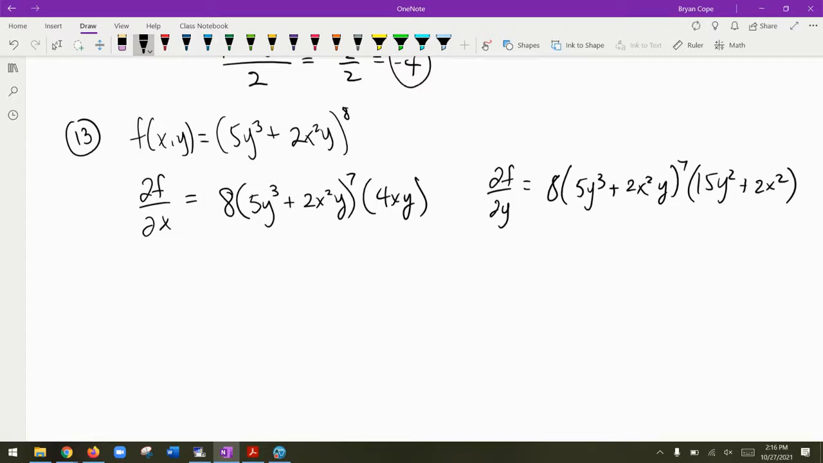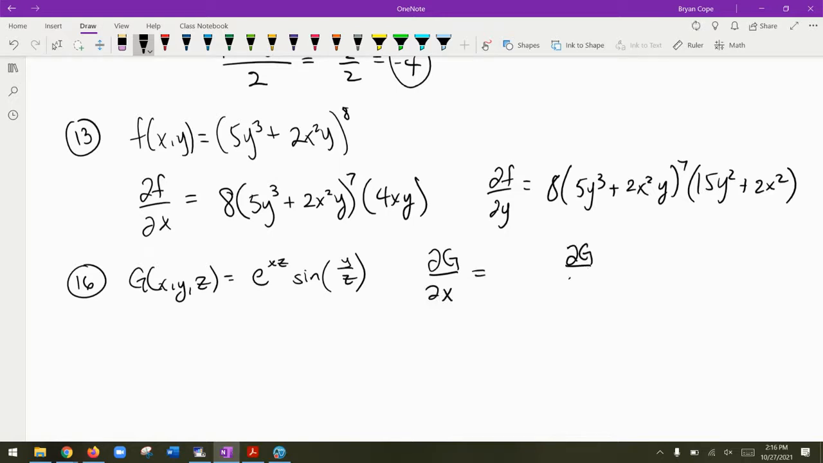All right, let's pick one of the rest of those that maybe looks a little more challenging. Let's try 16, please, okay? Everybody do 16 right now. g of x, y, z equals e to the xz times the sine of y over z. I want 3 partials, please. I want you to do del g del x, del g del y, and del g del z. Try those now, please.